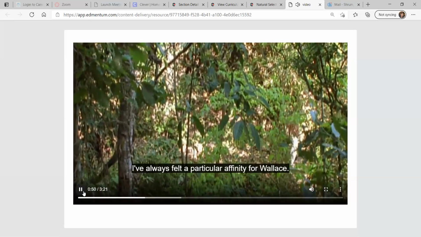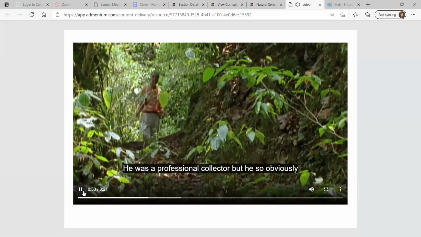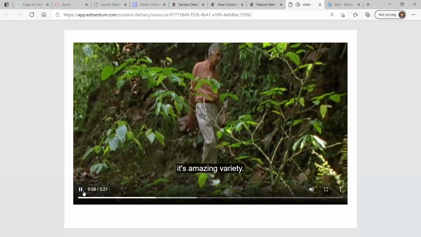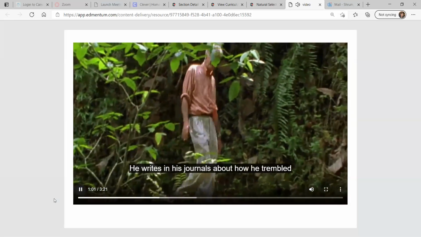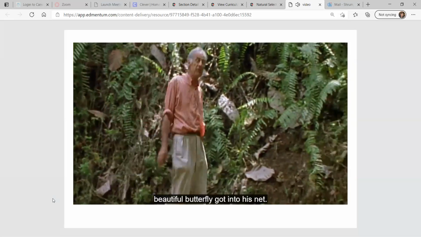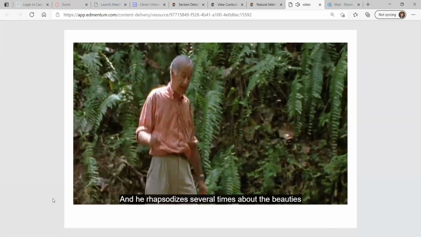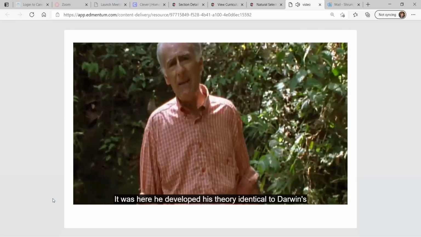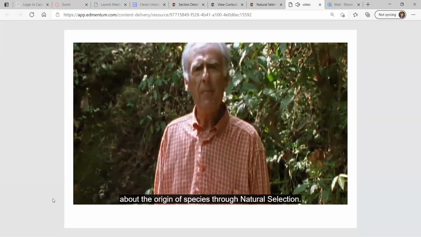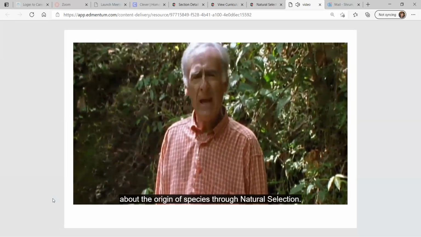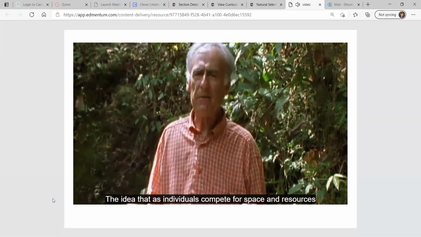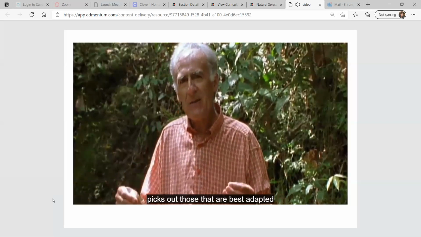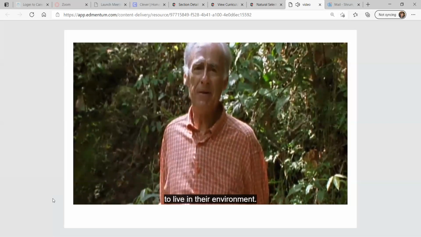I've always felt a particular affinity for Wallace. He was a professional collector, but he so obviously took a delight in the natural world, and he loved its amazing variety. He writes in his journals of how he trembled with excitement as a particularly beautiful butterfly got into his net, and he rhapsodizes several times about the beauties of the birds of paradise. It was here he developed his theory, identical to Darwin's, about the origin of species through natural selection. The idea that as individuals compete for space and resources, selection, acting over many generations, picks out those that are best adapted to live in their environment.